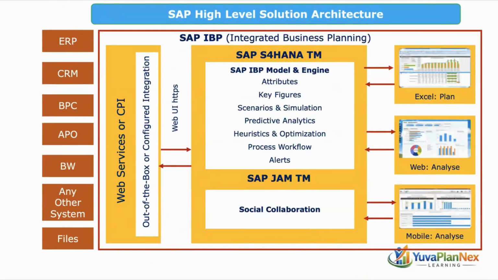So this is a high level architecture of IBP. The backend will be S4HANA, the database will be S4HANA. And IBP has 2 user interfaces. One is an Excel user interface and the second one is a web user interface. That means you can access it from your mobile, from a tab, laptop, or PC, from anywhere. And IBP is purely a planning tool.